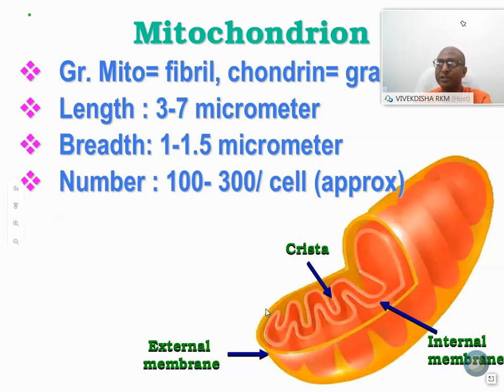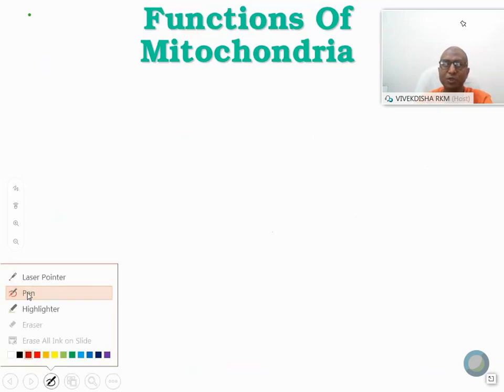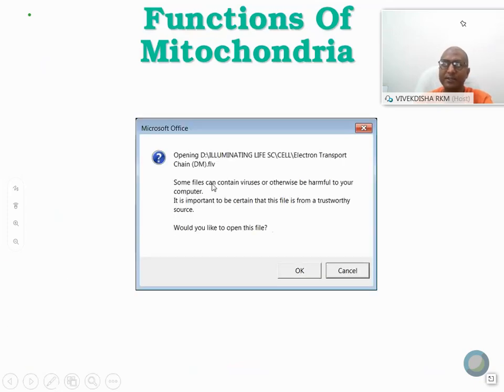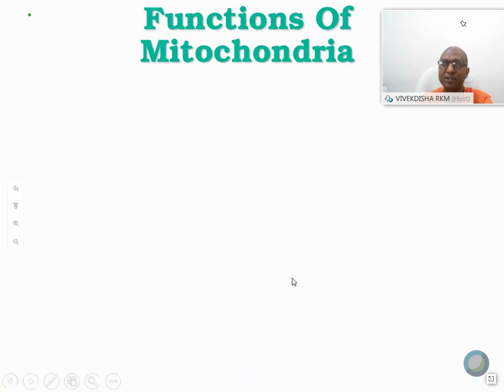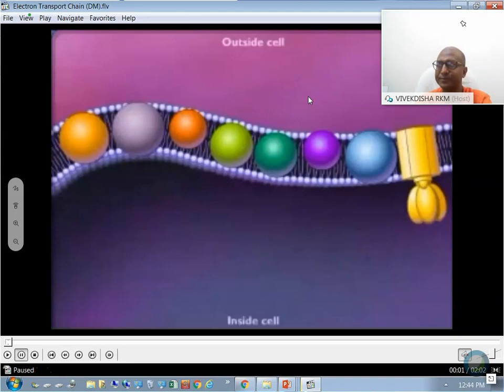But where an energy-rich condition is required, you will find a greater number of mitochondria. In the synaptic knob of the neuron, you will find that. So for the functions of mitochondria, I would like to first go with the animation and then come back to the idea about the functions. First, one thing which is known as electron transport.